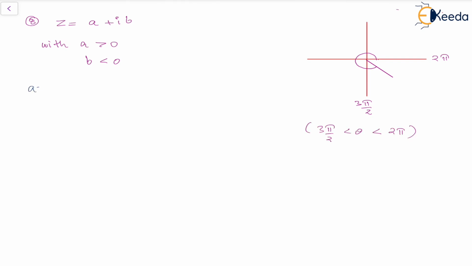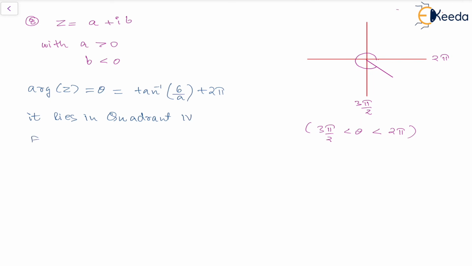So argument z, that is theta, in this case is given as tan inverse of b over a plus 2 pi, and it lies in quadrant 4.